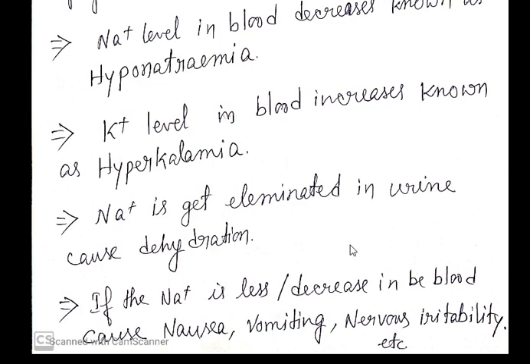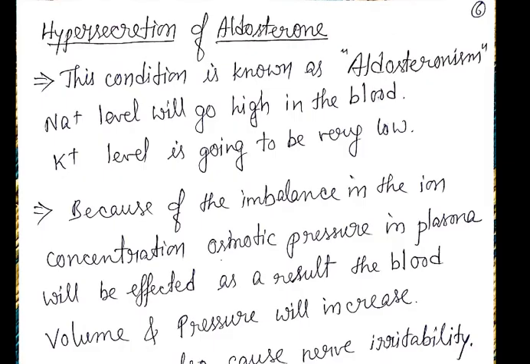The next is hypersecretion of aldosterone. Till now we have discussed the hyposecretion. Now we need to discuss hypersecretion. If it is secreted in more quantity, then what will happen? This condition is known as aldosteronism.